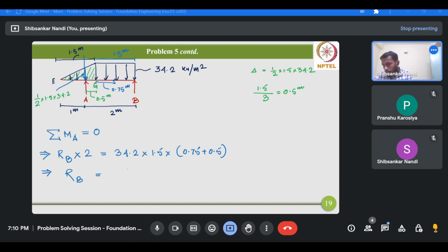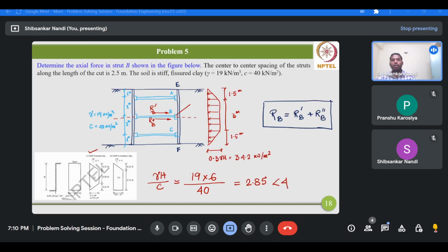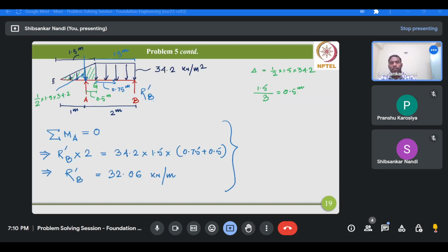64.12 divided by 2, that means 32.06 kilonewton per meter. Okay, so this is RB prime. Since we have considered only the upper half, we have got this RB prime value as 32.06 kilonewton per meter.